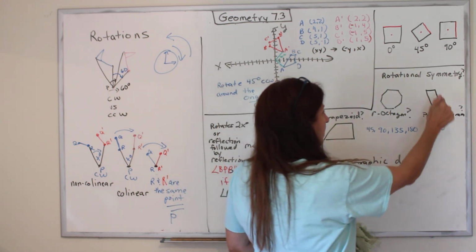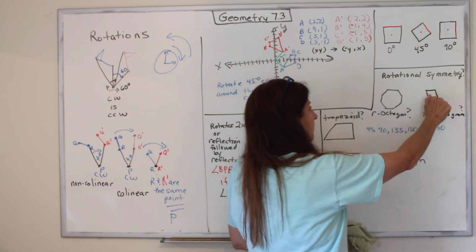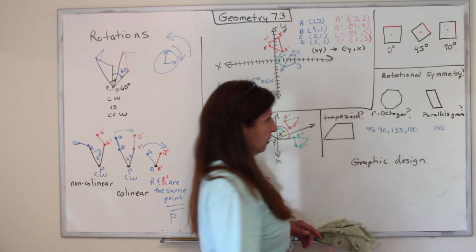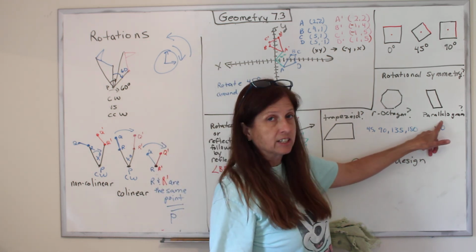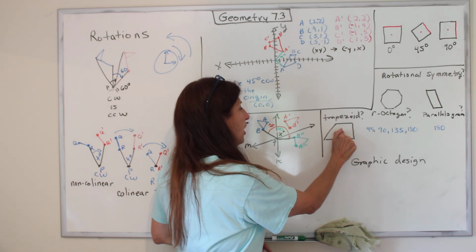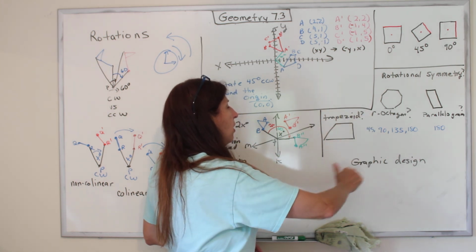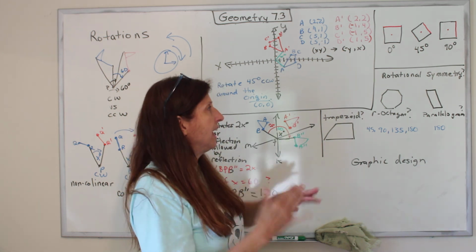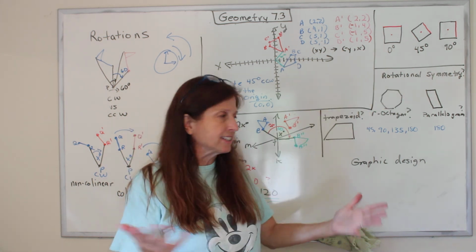How about the parallelogram? It would only click in one place. If I went all the way around, turning it upside down, click, it would go into itself. So does it have rotational symmetry? Yes, but only in one place. How about that trapezoid? Nope. You would have to turn it all the way around for it to click back in, and that's not having rotational symmetry. It's got to click somewhere else.